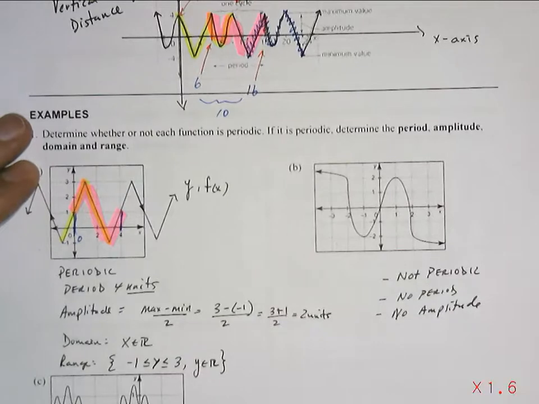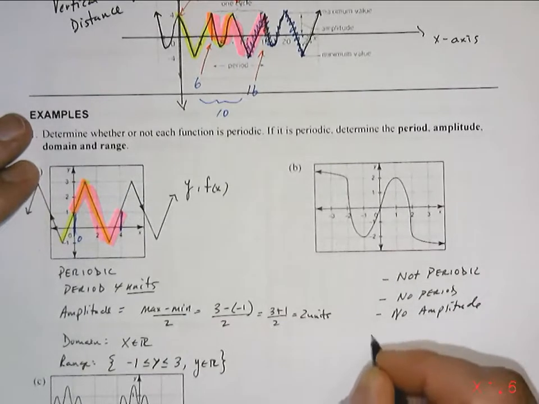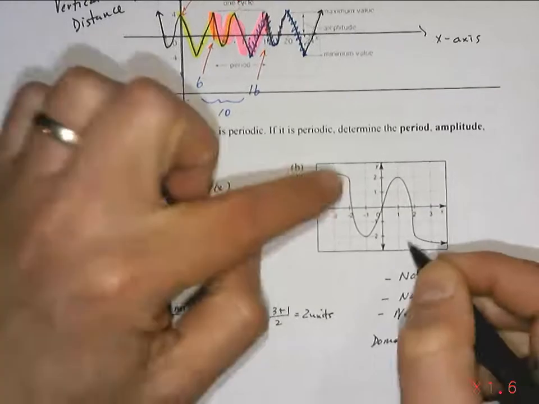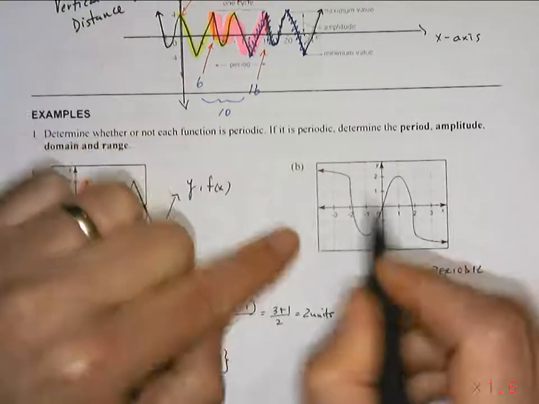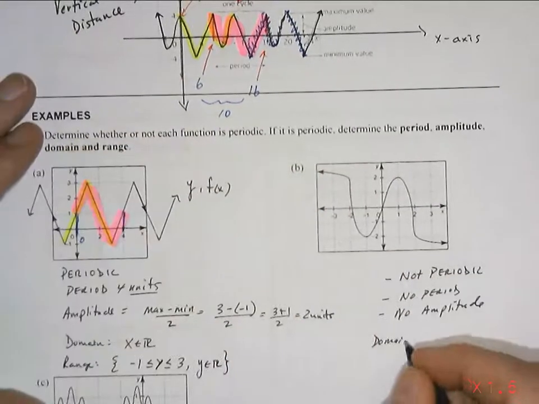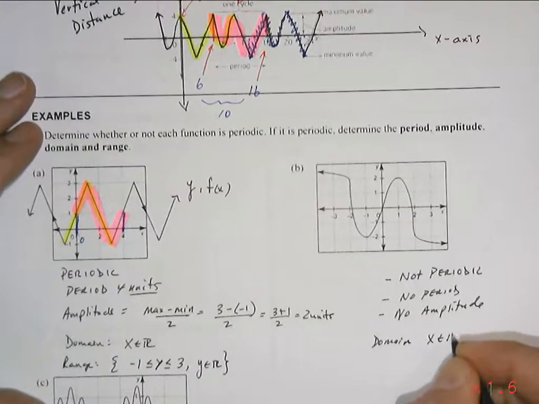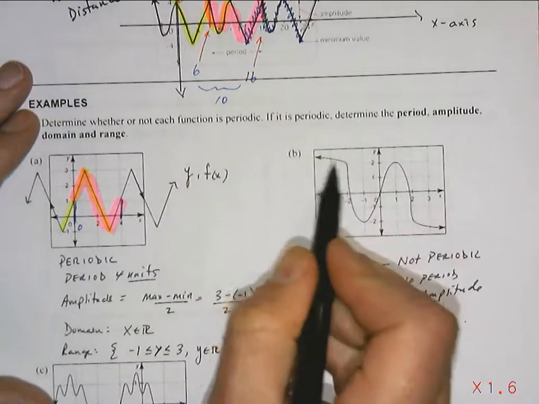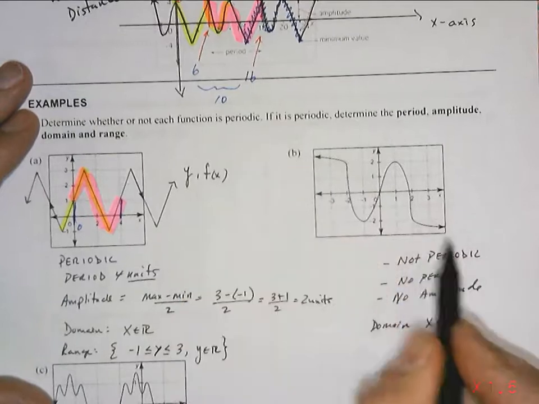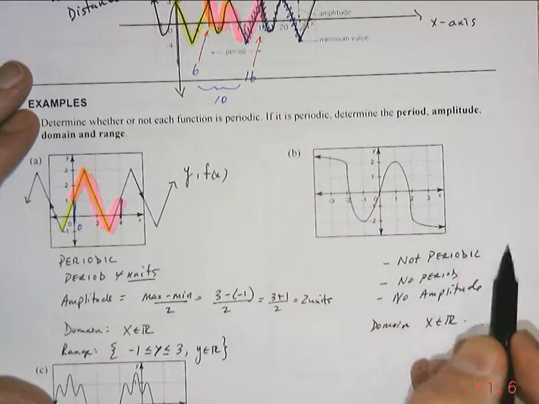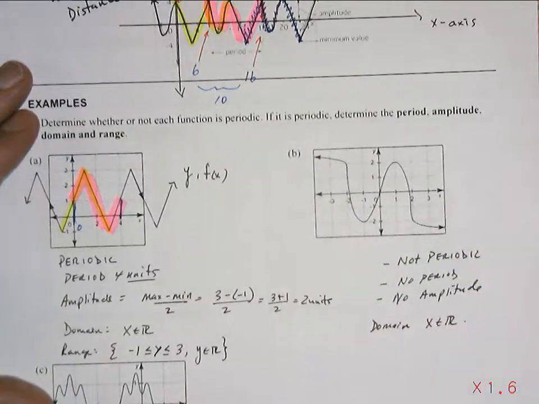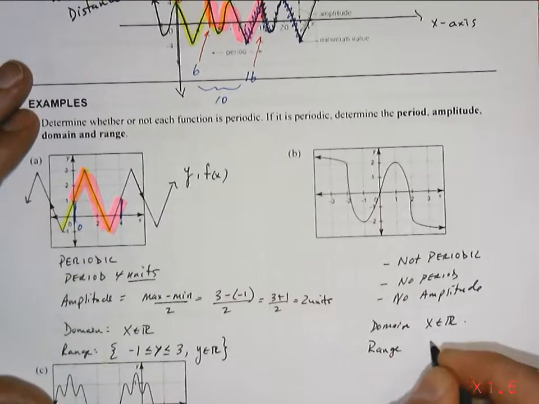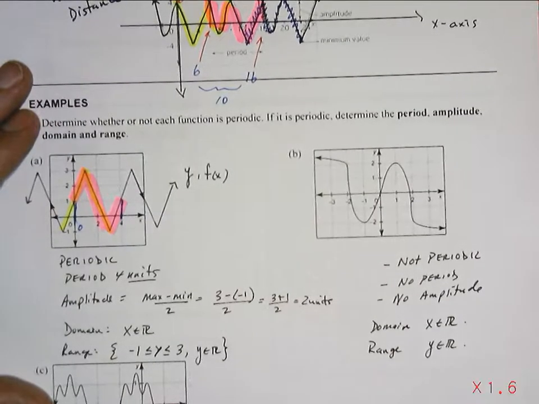However, it still has a domain and range. Let's not fool ourselves. So the domain, again, we've got these arrows continuing. So this curve is going to continue, which means all of the x values are still part of it. So x is an element of the real numbers. And its range seems to be going up, and it seems to be coming down. Everything in between seems to be covered as well. So your range would be y is an element of the real numbers.